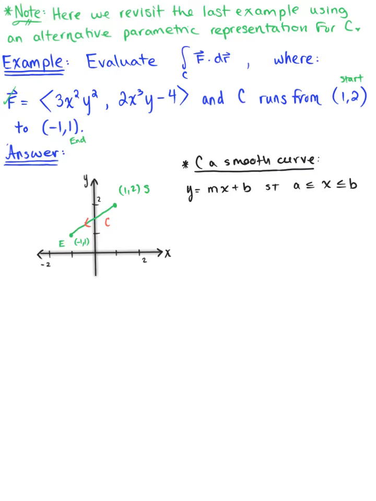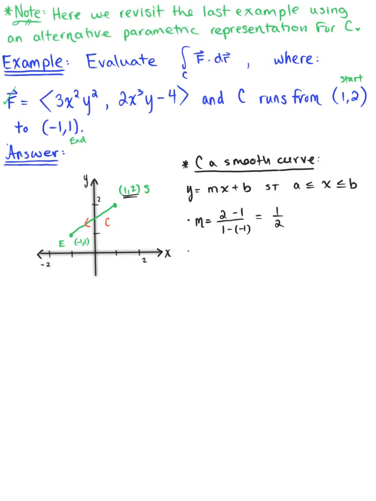So let's start here by finding the slope of the line. So the rate of change of this line, we can say that this is 2 minus 1 all over 1 minus negative 1, leaving us with 1/2. And now we'll use this and one of the points to find our y-intercept.